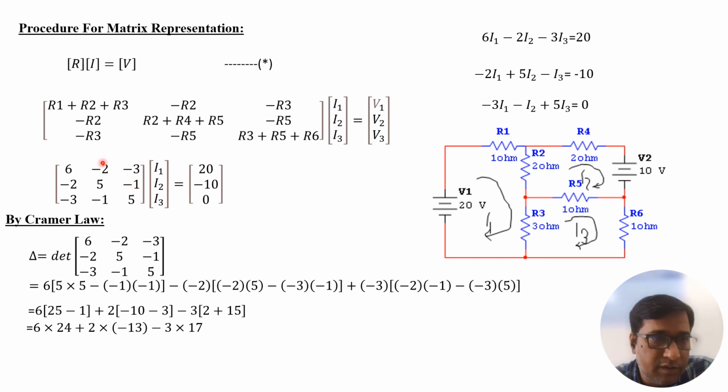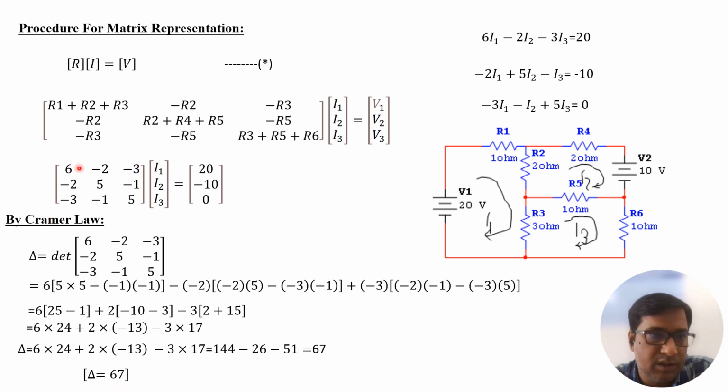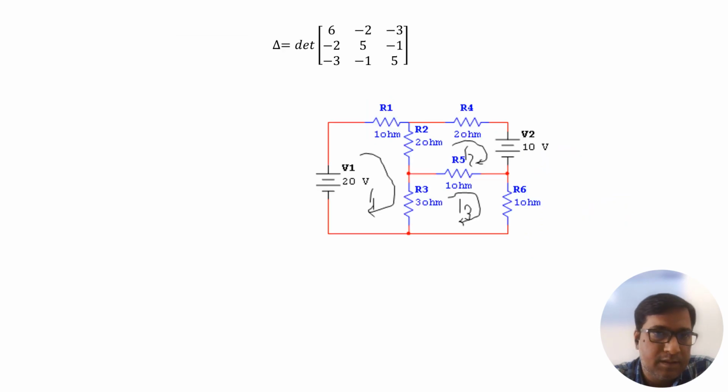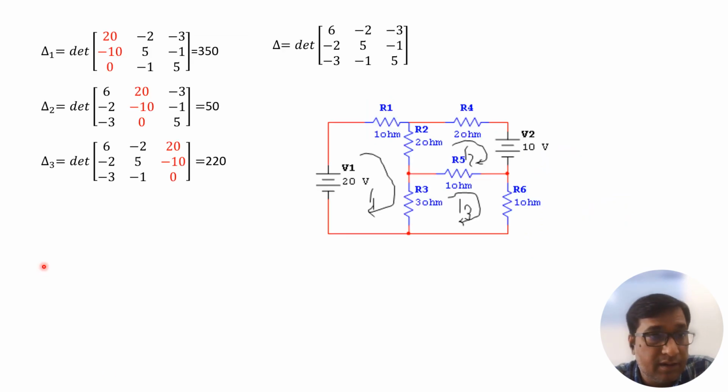The determinant of this matrix will be called delta. Delta will be calculated by the simple rules, and this can be 67. The determinant of this matrix will be delta. Similarly, we can find delta 1, delta 2, delta 3.